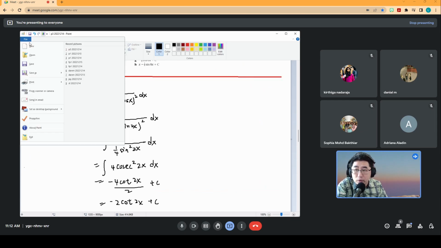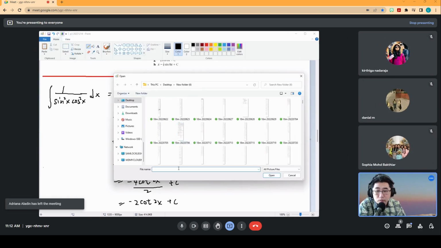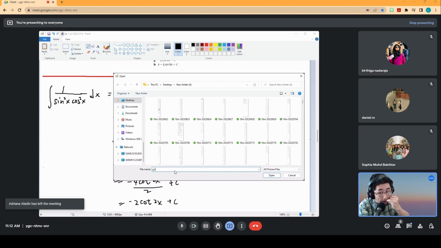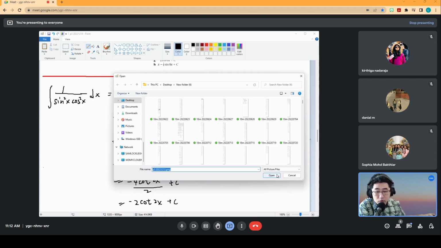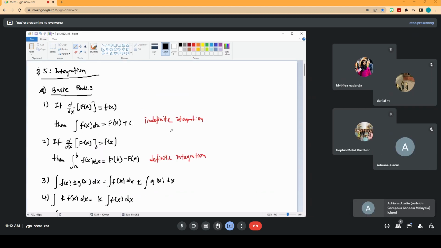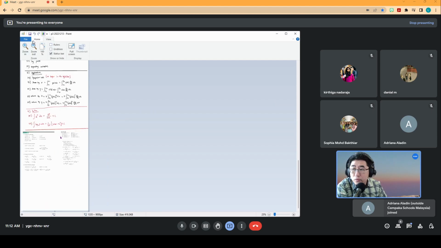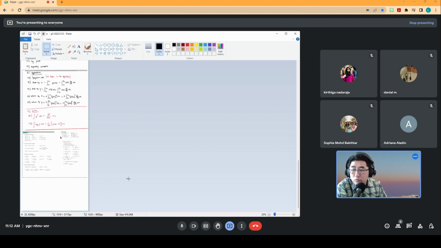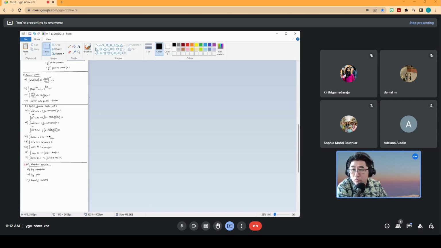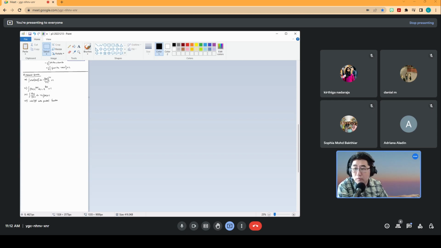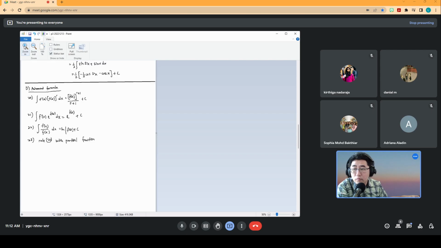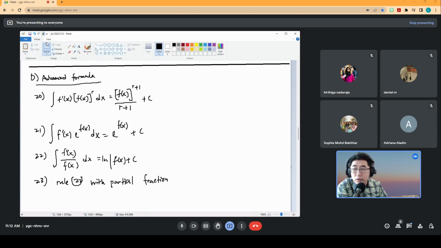Now let's try to open another file. Open. Okay, P3. This is 13. So on the 13, now we continue with the rule. Now we deal with D.